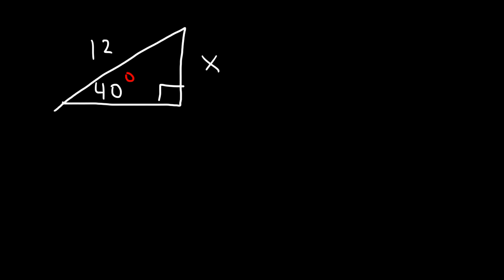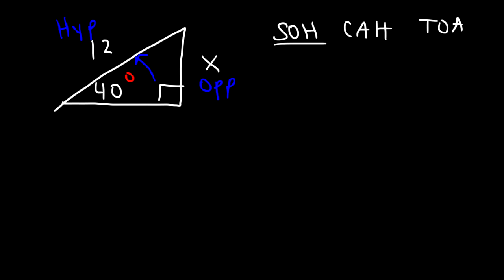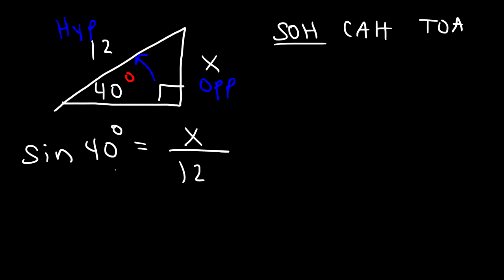X is opposite to the 40 degree angle, and 12 represents the hypotenuse. So which one is associated with opposite and hypotenuse: sine, cosine, or tangent? According to SOH CAH TOA, we know that it has to be sine. Sine theta is opposite over hypotenuse. So we could say that sine of 40 degrees is equal to x, the opposite side, divided by the hypotenuse, which is 12. So let's cross multiply.